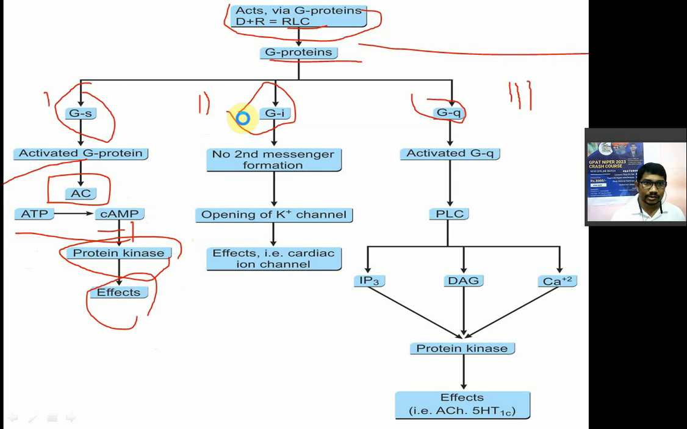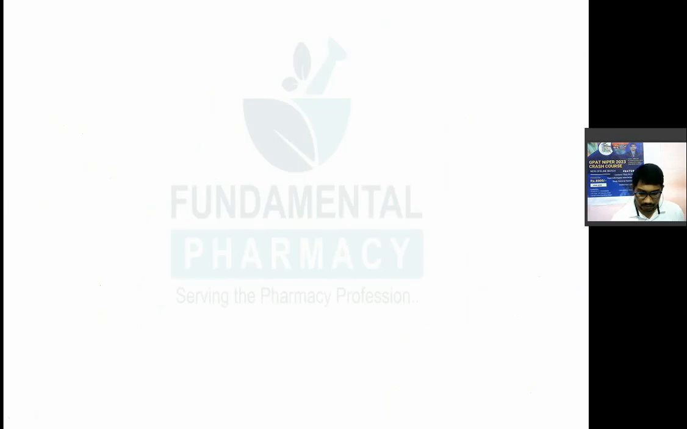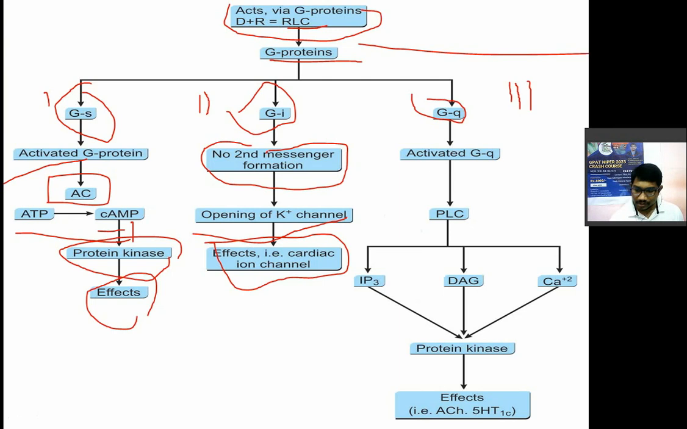Now activation of G inhibitory protein. There is no generation of any secondary messenger. They are directly coupled with the ion channels, opening of ion channels, and you will get an effect. For example, the cardiac inhibitory effect of GPCR. Now the third one is nothing but the GQ, stimulation of GQ.